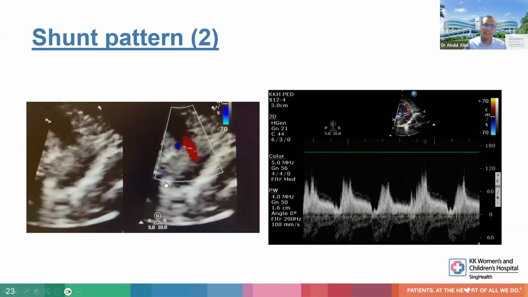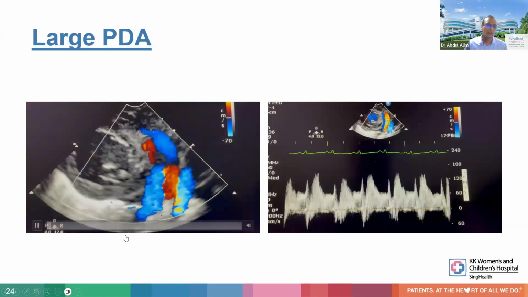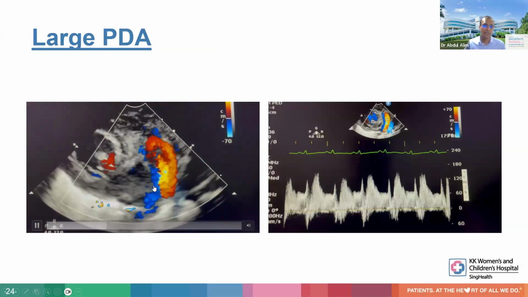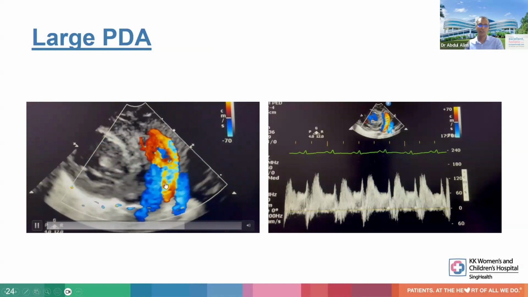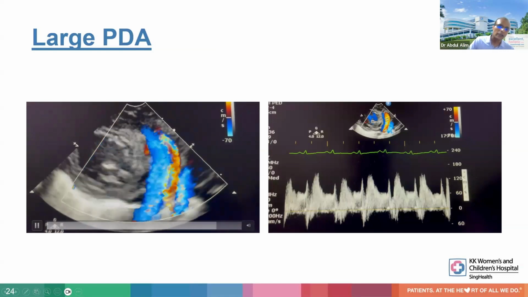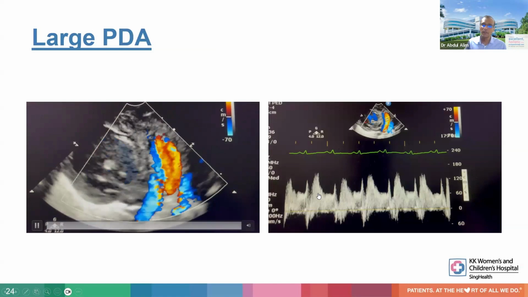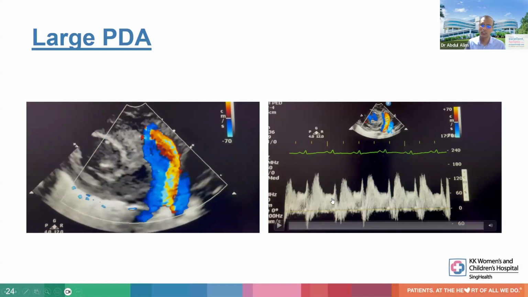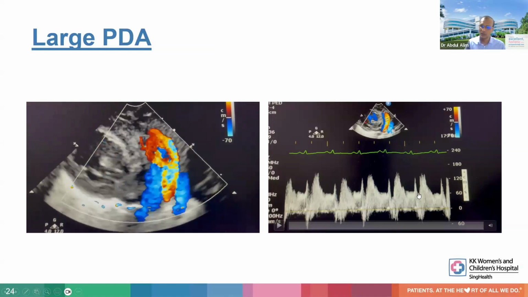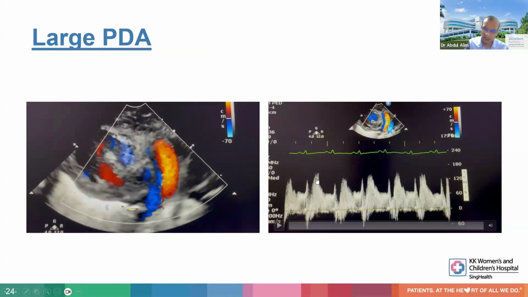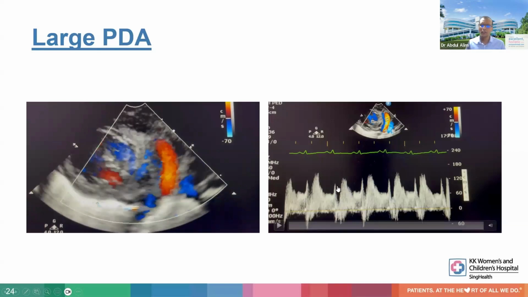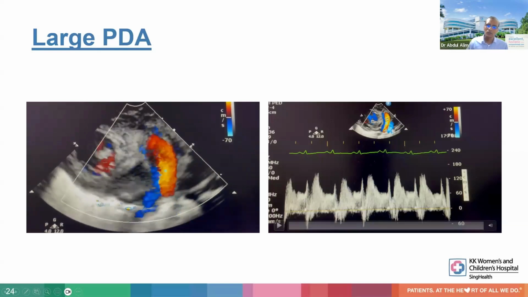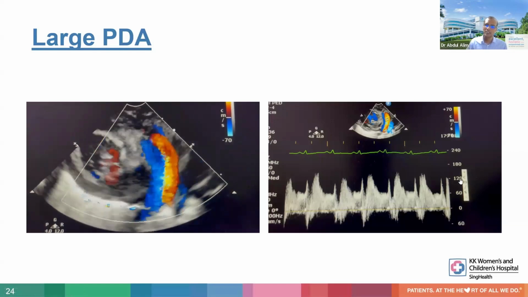The next PDA, this is actually a growing PDA. What do I mean by that? You can see a very large PDA. It is bigger than the left pulmonary artery, just by visual assessment on the color Doppler. And when we Doppler the PDA, we can see a continuous left to right shunt in systole as well as in diastole. And the pulmonary pressure is still relatively high because normally if the pulmonary pressures are very low, you will see a slightly different pattern. But this is a continuous low velocity left to right shunt.